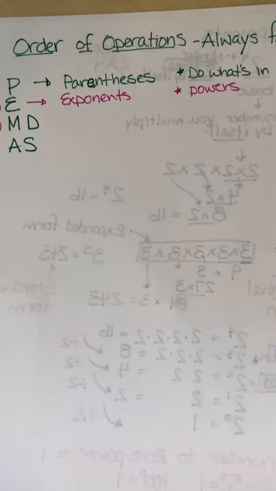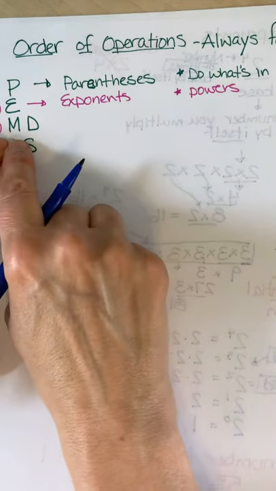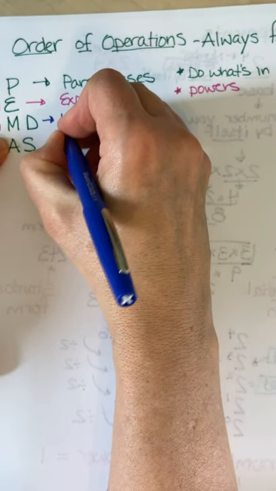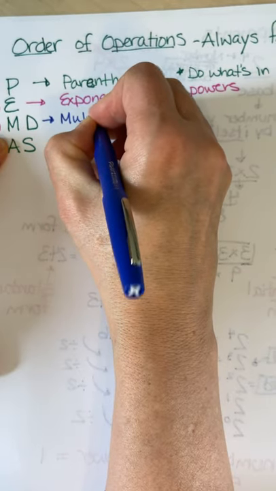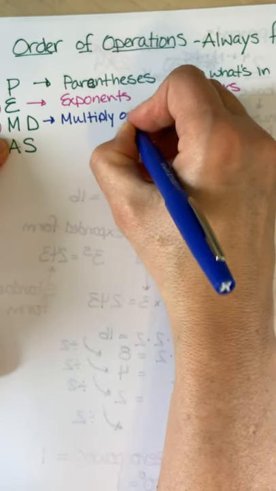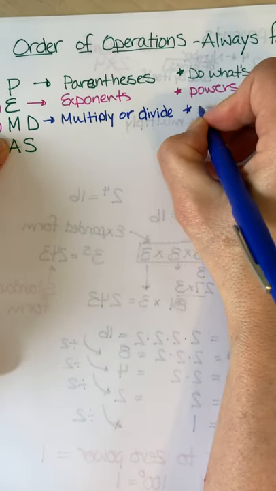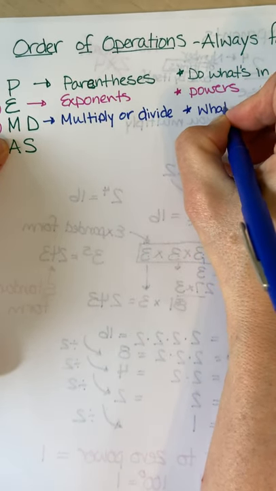Excuse me, I need some water. All right, now, MD stands for multiply divide. You do it in the order it is in the problem. It's not multiplication first, division second. It's multiply or divide, whatever comes first in the problem, okay? And this is whatever's first in the problem.